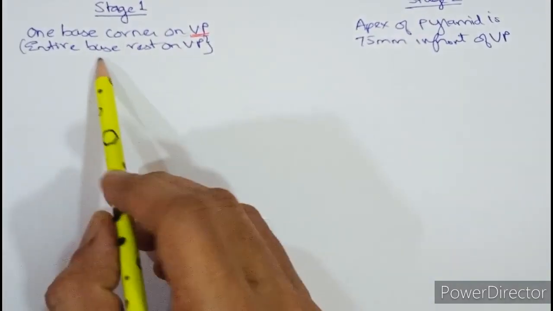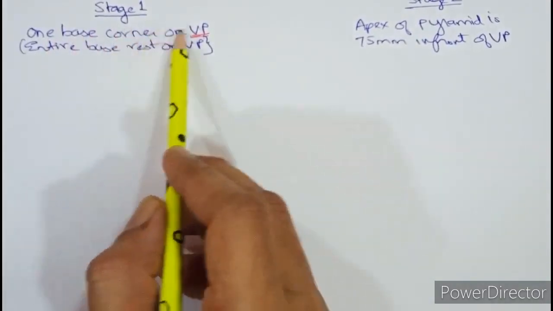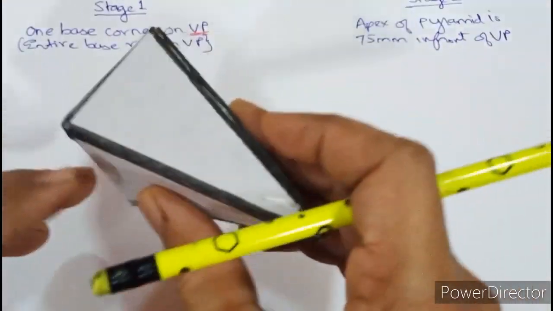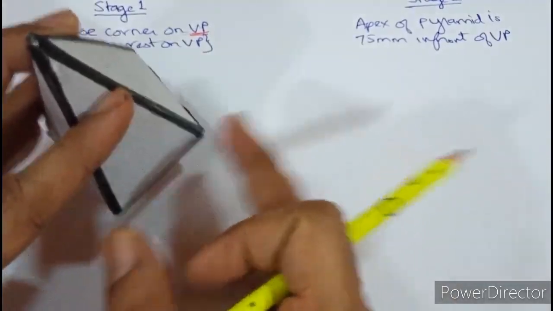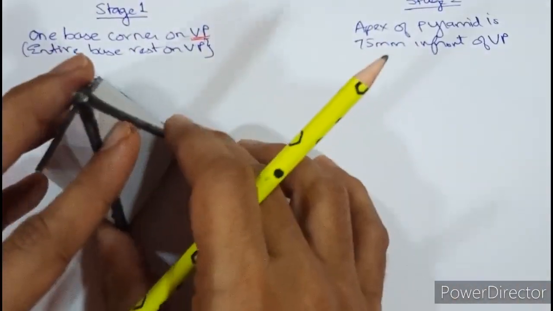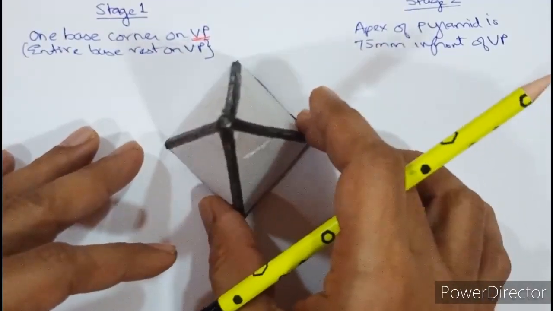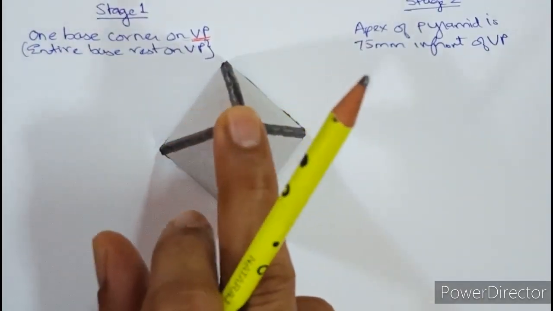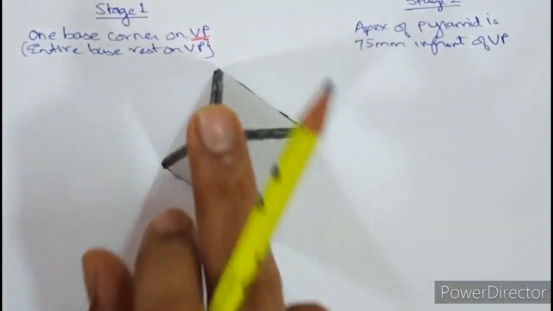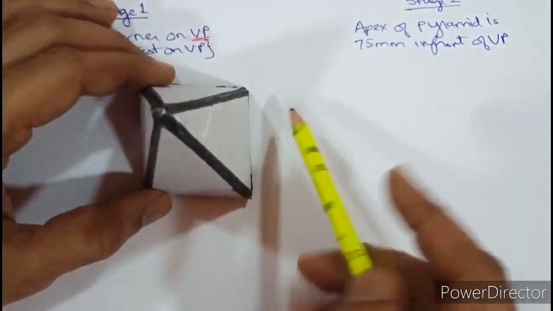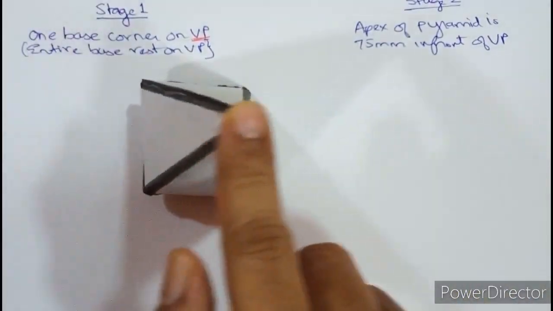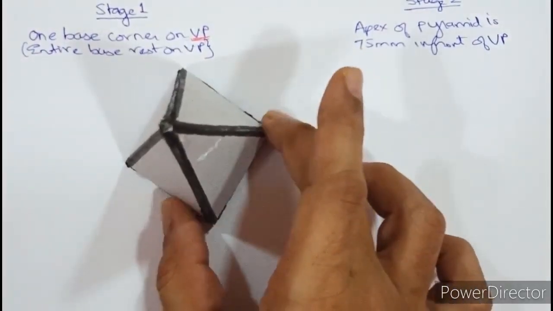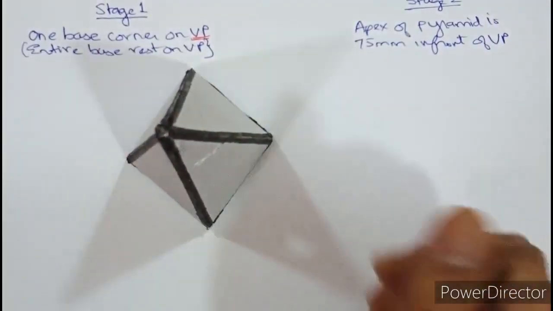Now let us start with the first stage. It's written here, one base corner on VP. So you need to be clear that this is a square pyramid. Suppose this plane is VP and you're looking in the front. What we need is the right side should be a corner, because in the next stage when you tilt, the corner should rest. By mistake, if you draw the square so that the right side is the base edge, and then tilt, the base edge will rest on VP. So if you want a corner to rest on VP, the right side should be a corner, plus the diagonal passing through the corner should be parallel with XY also.